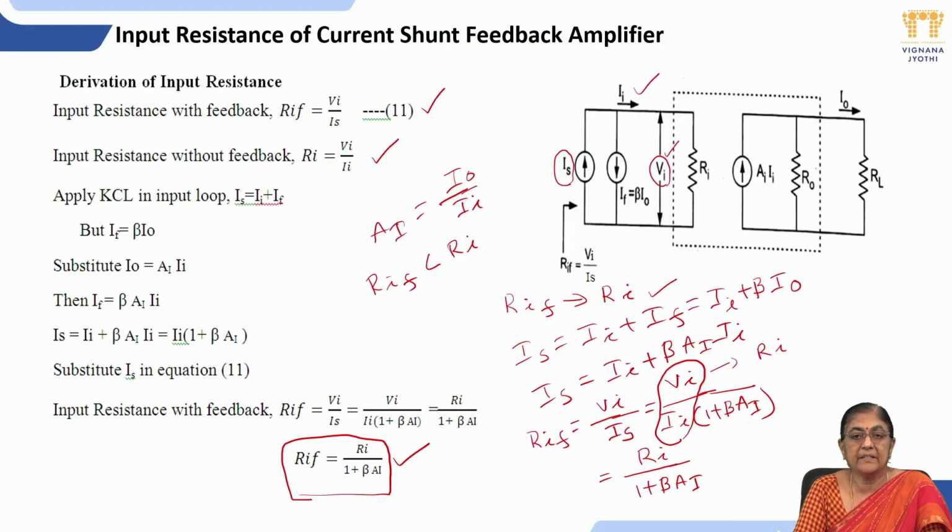So what is the reason for that? In the input terminals of the basic amplifier, the output terminals of the feedback network are connected in shunt to the input terminals of the basic amplifier. Therefore, the shunt mixer is used at the input terminals of the basic amplifier. So why is RIF less than Ri? Output terminals of the feedback network are connected in shunt to the input terminals of the basic amplifier. Therefore, input resistance decreases.